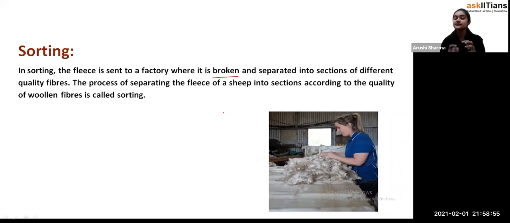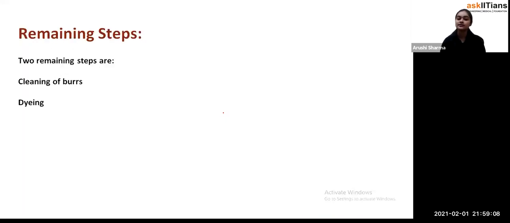See student, this is the process of sorting, which we call the separation of good quality wool from the other types of wool. We call it the sorting process, as we have done already. Okay, now after sorting there are two steps, that is the cleaning of burrs. That means the burrs which we have seen, the small fluffy parts, we remove them, and then dyeing is there.